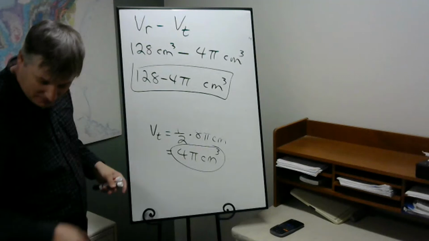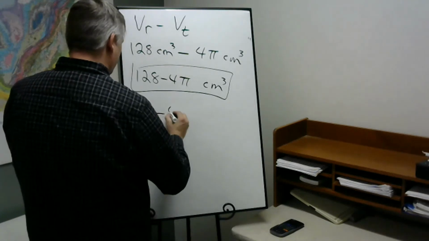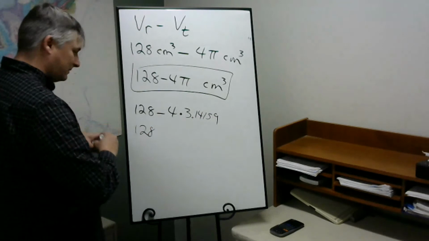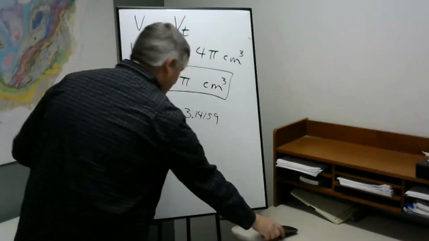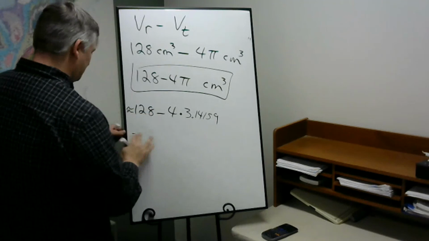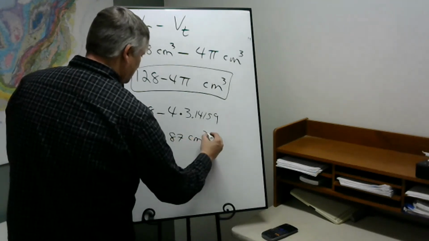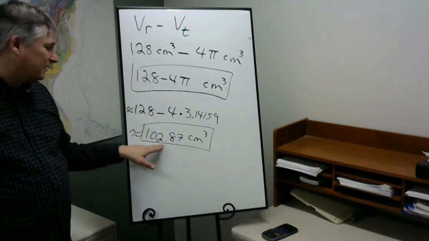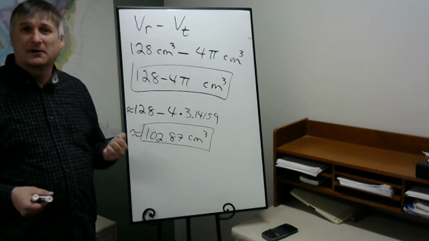Now for an approximate answer, and let's say we round to the hundredths, we'll do 128 minus 4 times, and again 3.14159. If we do this, just put this in the calculator. Approximate. .87 centimeters cubed. So this would be our exact answer. Gotta leave the minus there. This would be our approximate answer. So that's it for volumes. Next video we're going to look at surface area.